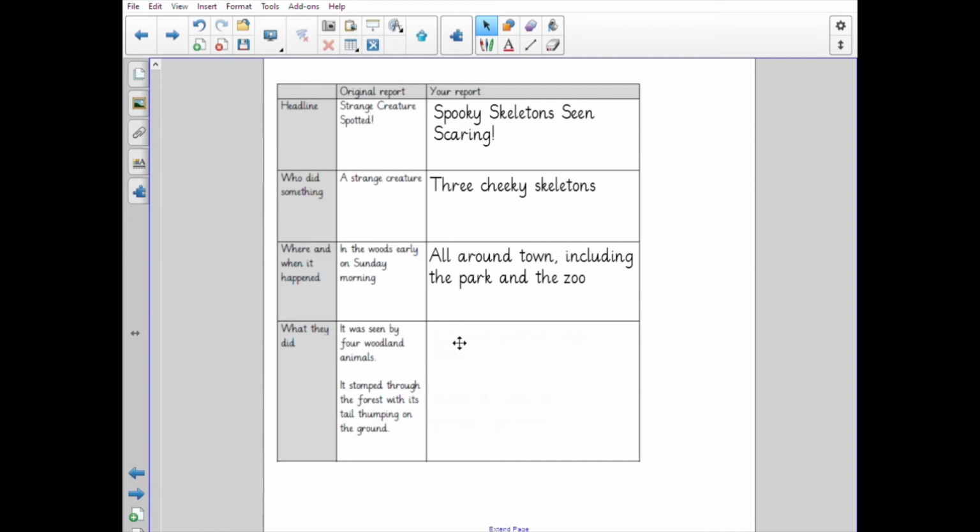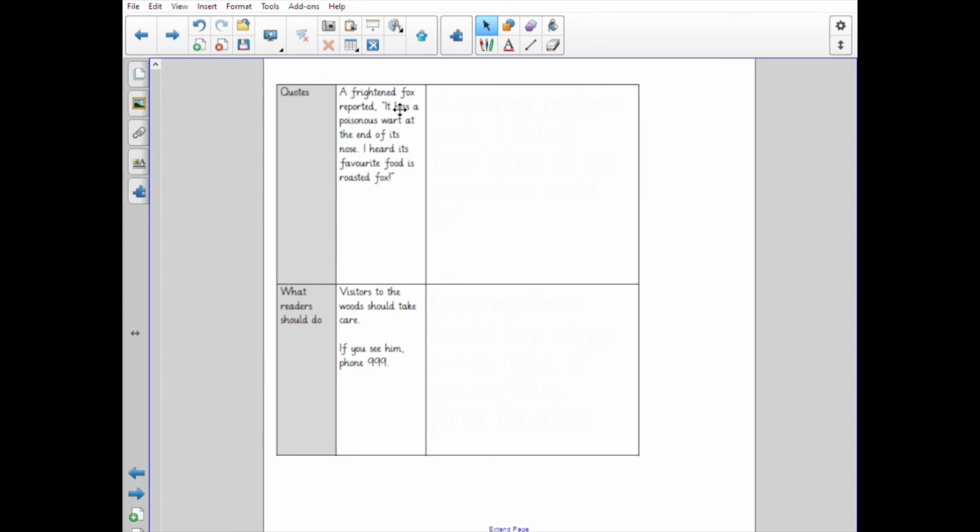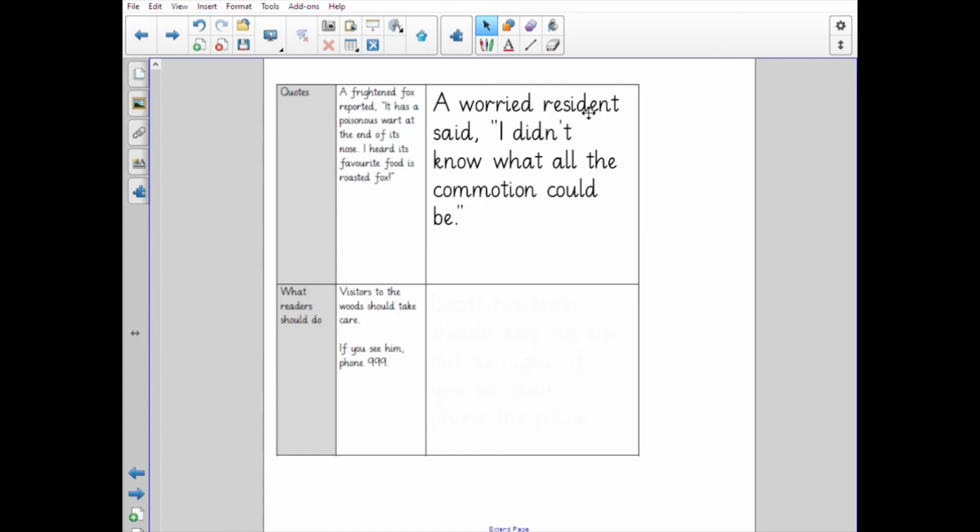What they did, well, there were a few things that they did. They didn't get seen by 4 woodland animals and they didn't stomp through the forest, but they hid and scared each other, and they made a mess in people's gardens. If we look at the next part. Some quotes. So quotes are where the reporters ask people about what they saw or what they think, and they're telling the people reading the newspaper. I went with a worried resident, that's somebody who lives somewhere, said, comma, speech marks, I didn't know what all the commotion could be. Commotion is another word for fuss and noise.